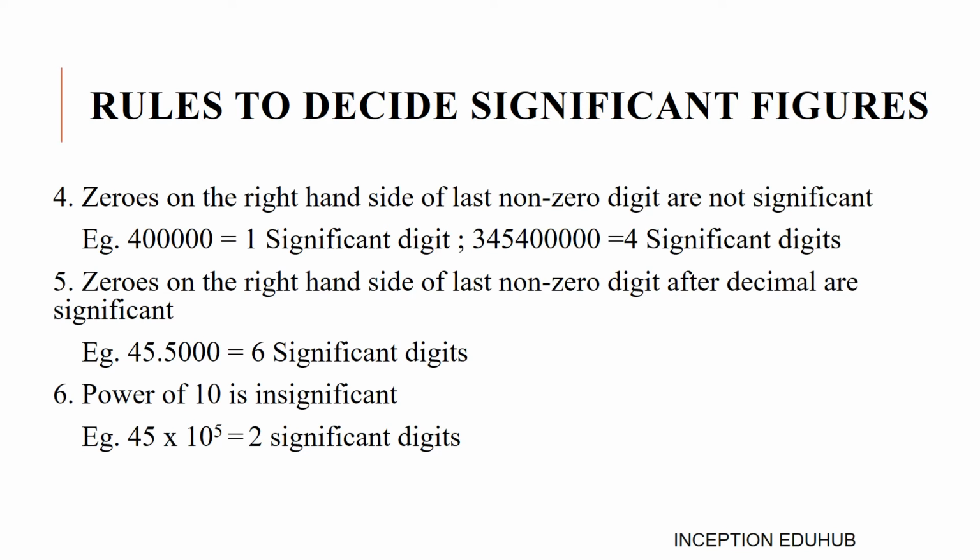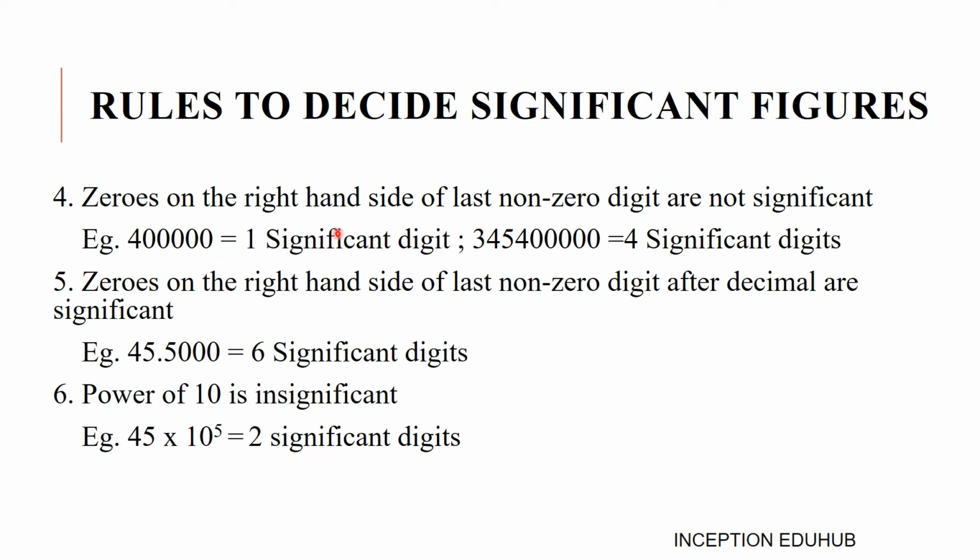Next, zeros on the right hand side of the last non-zero digit are non-significant. So for example, 4 followed by 5 zeros will have only one significant digit. However big the number is, if there are many zeros following the last non-zero digit, those zeros are not going to be significant.